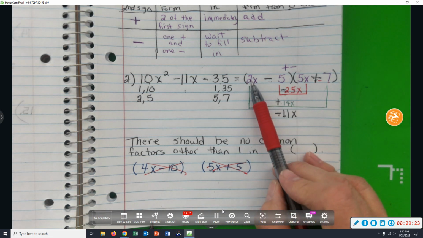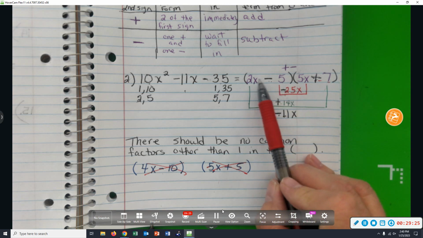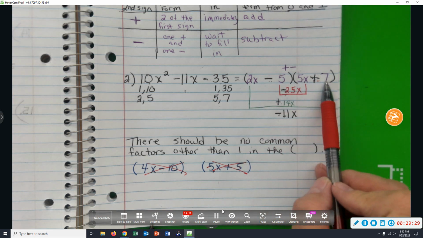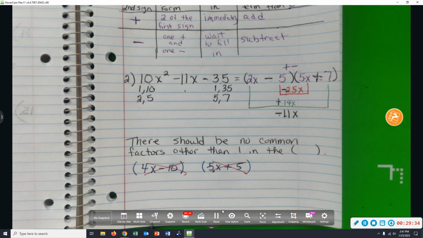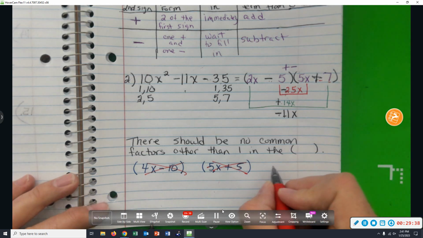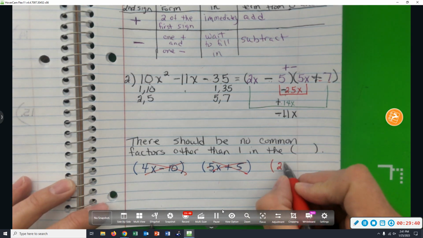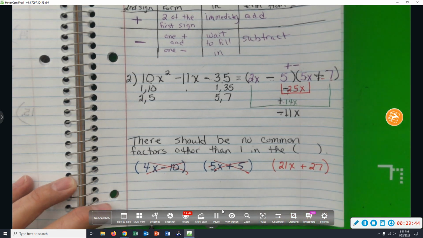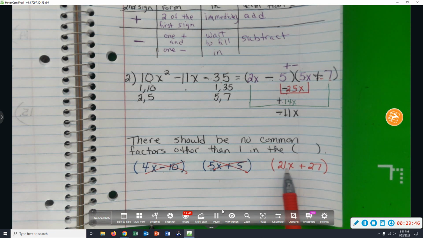Looking at this first answer, what's the only number that divides into 2 and 5? A 1. What's the only number that divides into 5 and 7? A 1. You can't have 2 of the same numbers. You can't have 2 even numbers. You can't have something like this, 21x plus 27, other than 1.